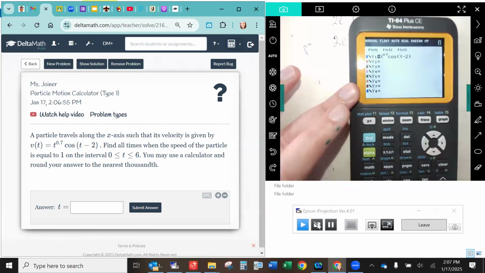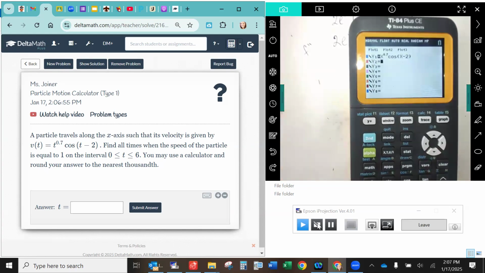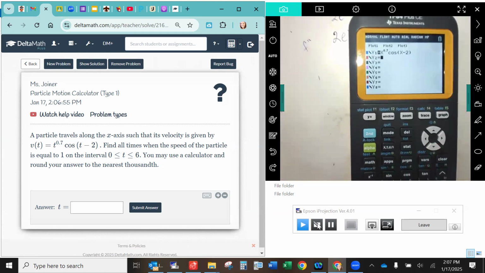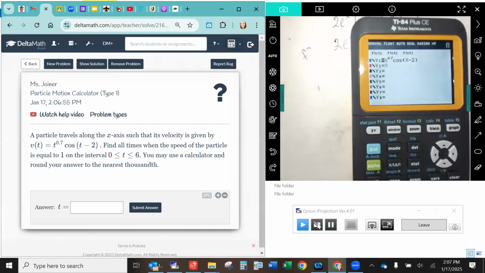Five up from the bottom. X 0.7 cosine x minus 2. X in the first box, Y1 in the second box, and then 5 in the third box. Okay. All right. Once you have this typed in, what interval are you needing for your window on your graph?